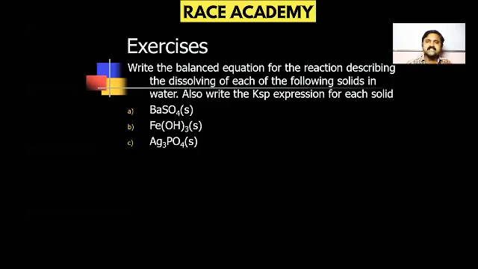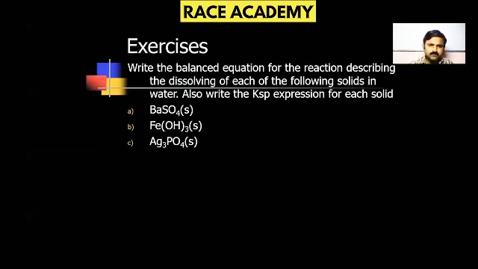So Ksp for the first one, barium sulfate, will be Ba2+ concentration times SO4 2- concentration. For the second one, Fe(OH)3, Ksp is equal to Fe3+ concentration times OH- concentration, with power 3 coming. And for the third one, Ksp is equal to Ag+ concentration to the power 3 times phosphate ion concentration, with power 1 coming.